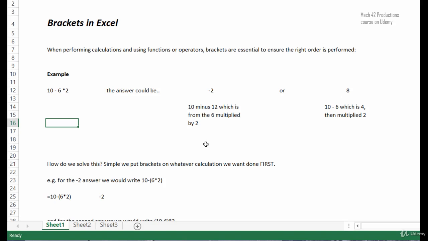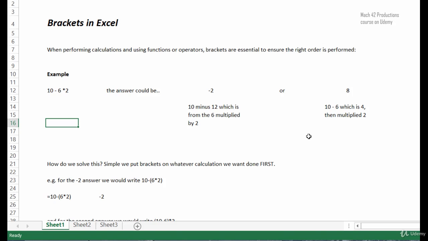How come? Well, if we looked at it this way, 10 minus 12 is basically the 6 multiplied by 2, which is 12. So 10 minus 12 would give us minus 2. Or if it's 8, that would be derived as 10 minus 6, which is 4. And then the 4 is then multiplied by 2, which will give us 8.